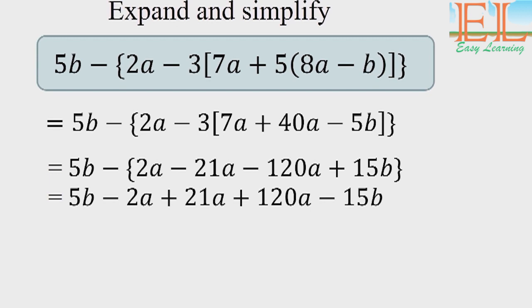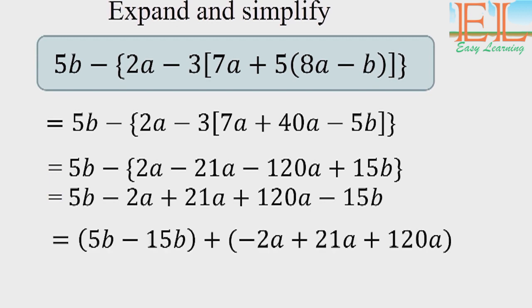And here I will now group my like terms. All the a's together and all the b's together. That gives me 5b minus 15b plus negative 2a plus 21a plus 120a. Simplifying the brackets, I'll get negative 10b plus 139a. And it's always good in mathematics to start with positive numbers. So I can write this one as 139a minus 10b.